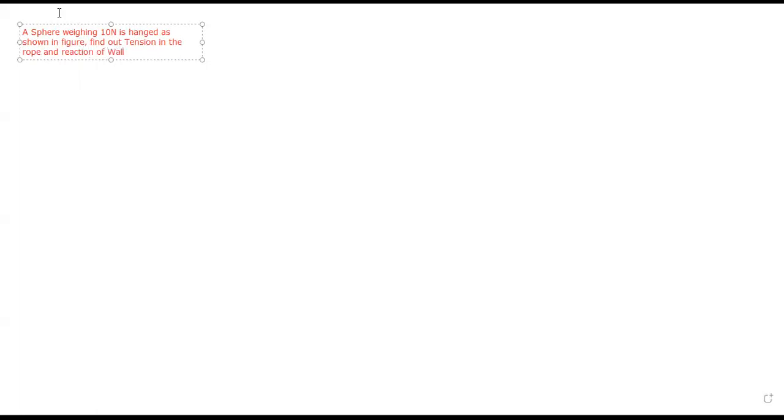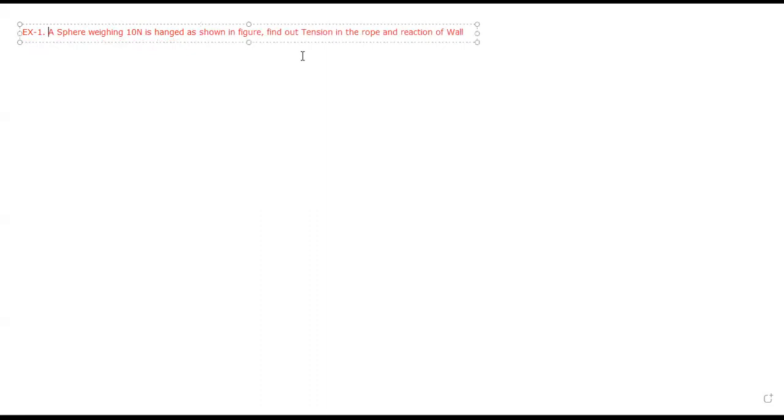This is the data. This is your example number 1. Okay, I am drawing a figure after a few minutes. I am also writing down one more statement for the next example, so I am mentioning here one more statement.